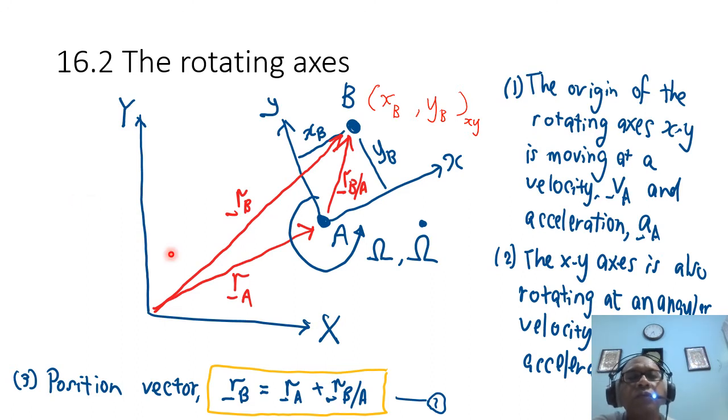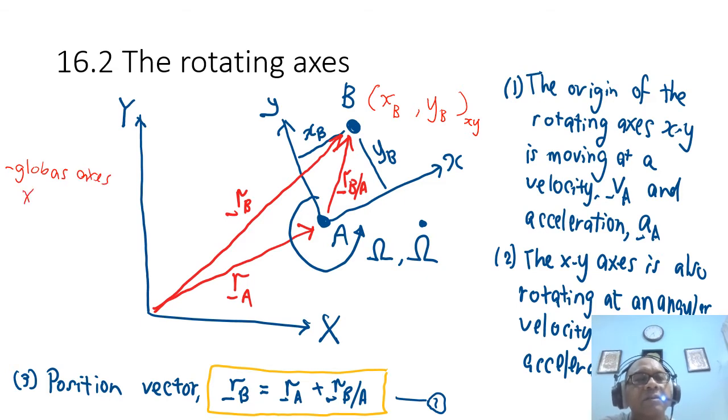Then we have this final position vector B. This position vector B is the position of B measured relative to the global axis. Let me ask you a question: is this global axis moving? The answer is no. The global axis is fixed. Let's write down: global axis is fixed.